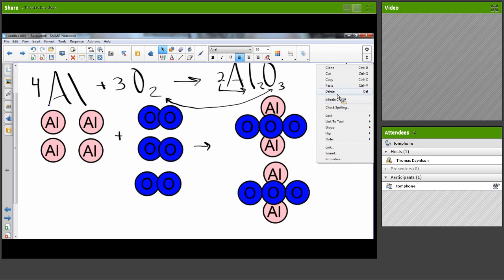Hold on. Okay, now, this might seem like a lot of work. And if it feels like a lot of work, too bad. It's good for you. All right? You should see balance now. You should see 4 aluminums here, or 4 pink chips, 4 pink chips, and 6 blues, and 6 blues. It's absolutely balanced. The arrow could be turned to an equal sign because the sides are equal, right?